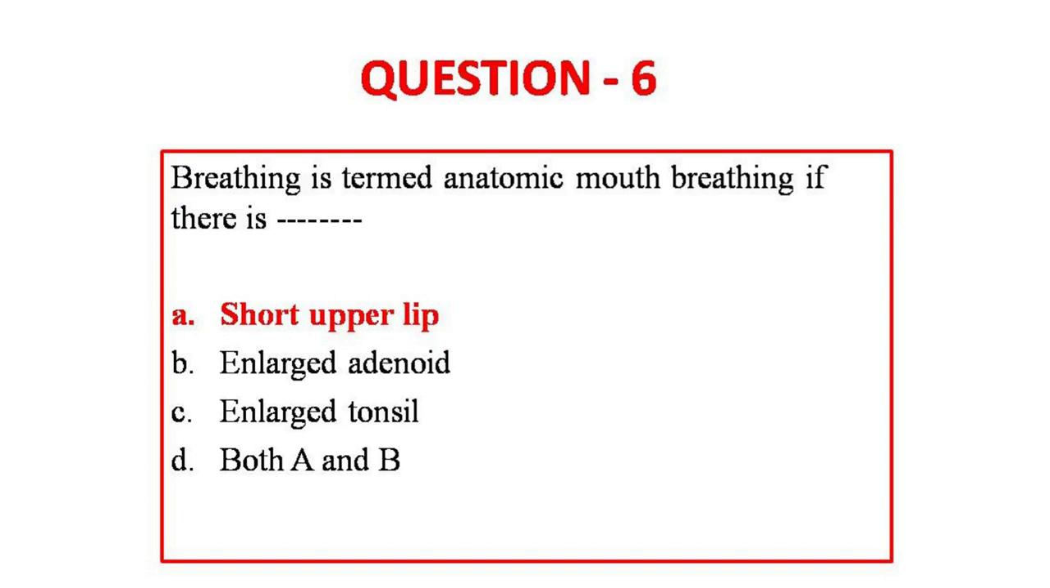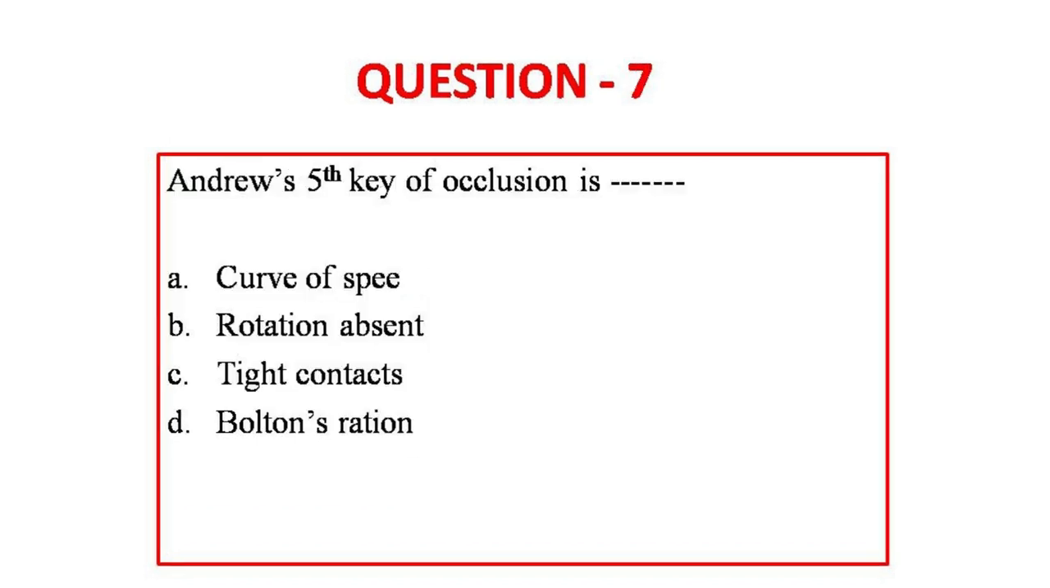So if a person is going to have a short upper lip, then there are high chances of anatomic mouth breathing. But in case of option B and C, that is enlarged adenoid and enlarged tonsil, you can find that it results in obstructive type of mouth breathing. So moving on to question number 7.